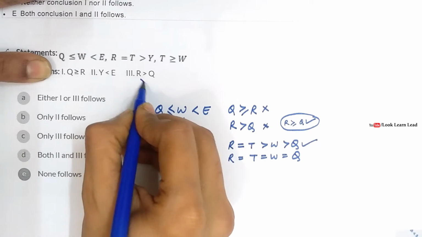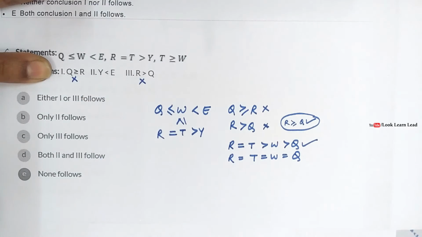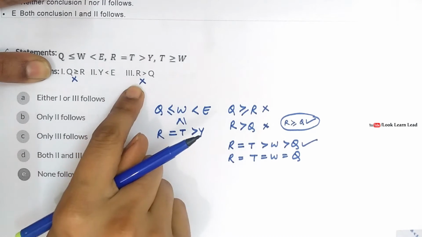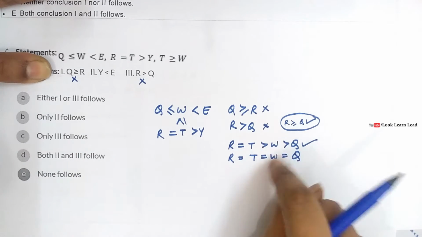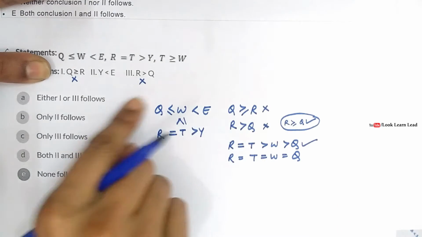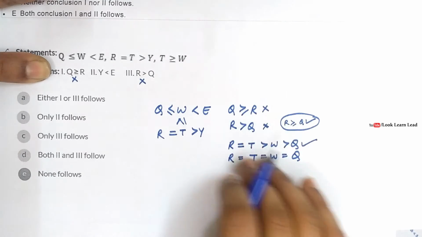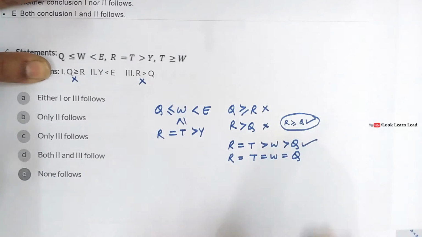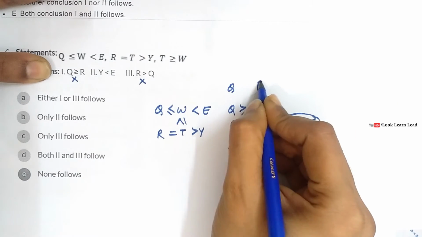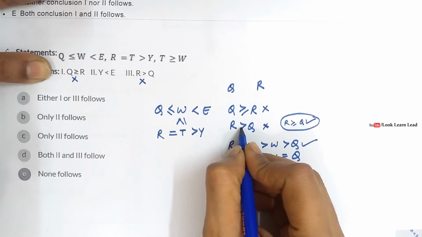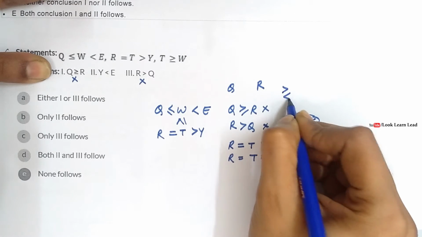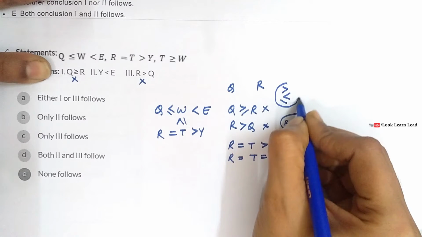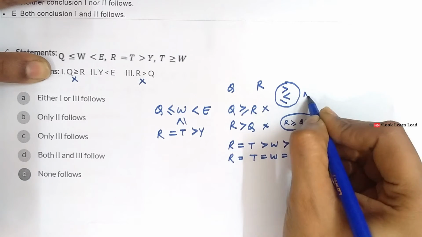Both of these two doesn't follow. Because after decomposition both must be true, but both are not true. So this is neither nor. This is also a case of neither nor. How? Check. We have Q and R. For R we have greater than, less than, equal to. So we have 3 symbols regarding R. So this is neither nor.